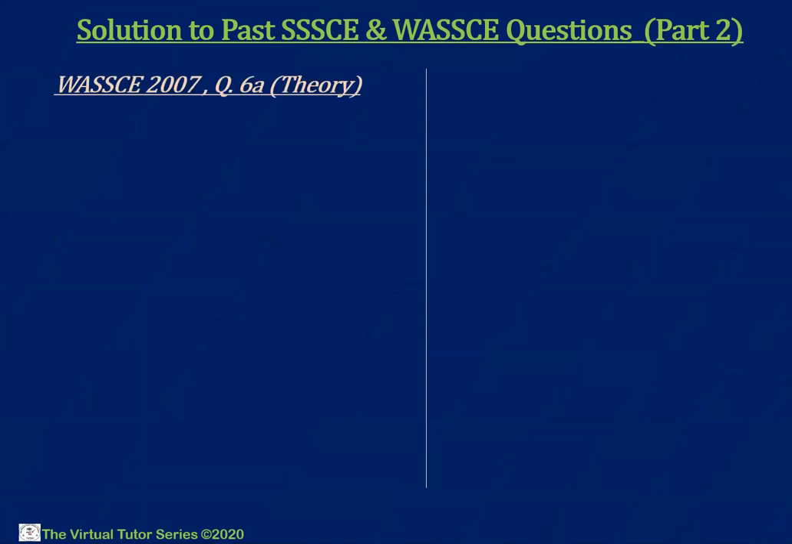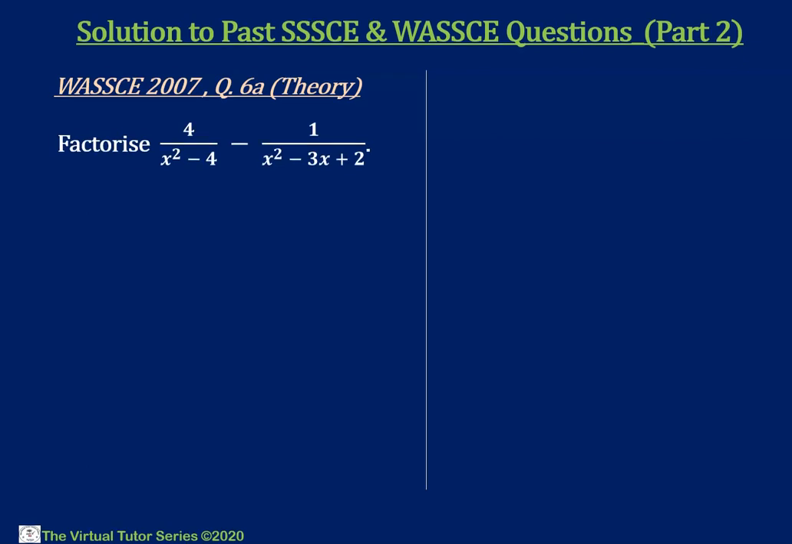Theory question 6a of WASSCE 2007. Factorize 4 over x squared minus 4 minus 1 over x squared minus 3x plus 2. Solution. We are given the expression 4 over x squared minus 4 minus 1 over x squared minus 3x plus 2.